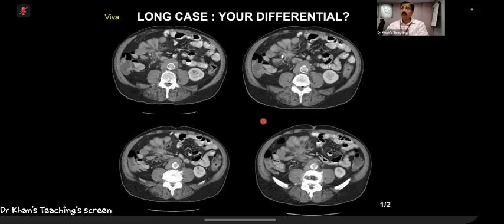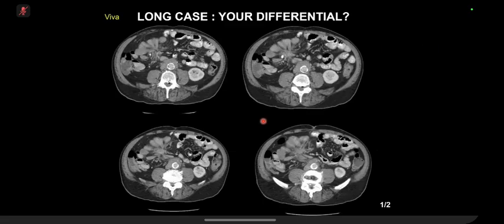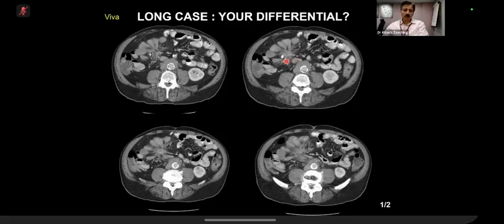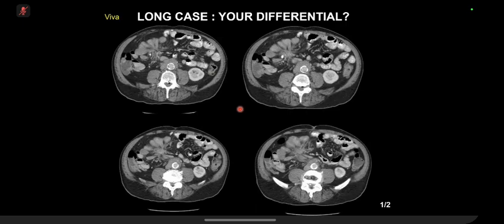In this case, you can see that there is a soft tissue lesion with some calcification in the mesentery. With that, there is something around the aorta. What will be your differential? Long case. It's a long case. I'll show you another film for this. So there is a soft tissue around the aorta and some calcification within the lesion.